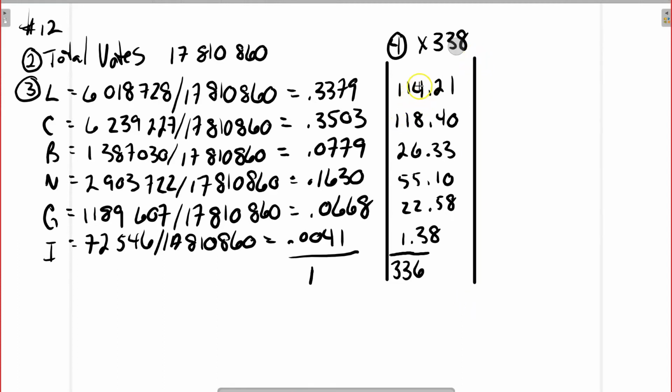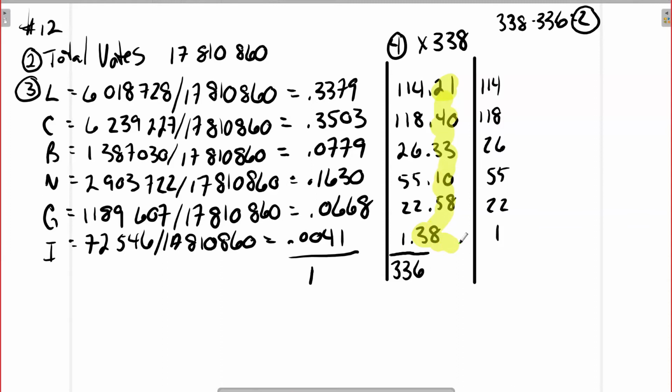We've just taken the whole numbers: 114, 118, 26, 55, 22, and 1. Those are the seats that have currently been assigned. However, 338 minus 336 is equal to 2. So we've got 2 seats left over that still need to be assigned. The process says that we look to the decimals of every entry and look for the one that's biggest. So in this case, we've got a 0.58, 0.10, 0.33, 0.40. The 0.58 here is the largest decimal.